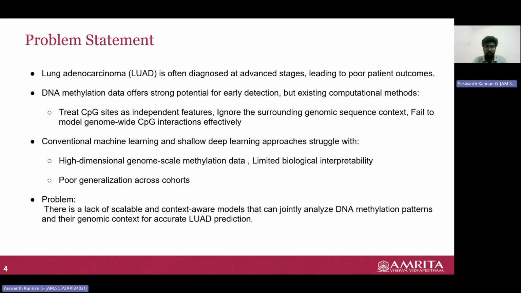Thirdly, existing models struggle to capture genome-wide interactions, particularly long-range dependencies across different regions of the genome. In addition, traditional machine learning methods face challenges with high-dimensional methylation data, while deep learning models often lack interpretability, making them difficult to trust in clinical settings. Because of these limitations, there are currently few models that can jointly integrate methylation signals, sequence information and biological context in a scalable and meaningful manner.